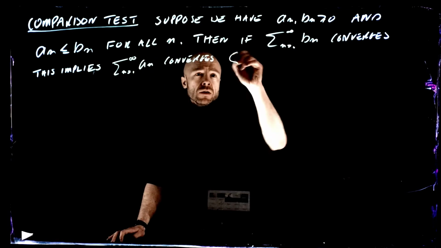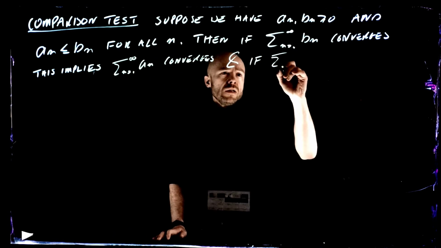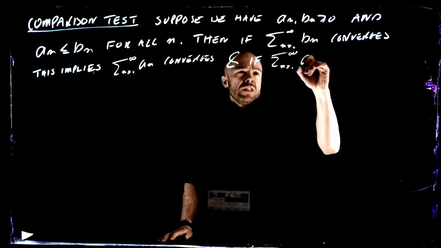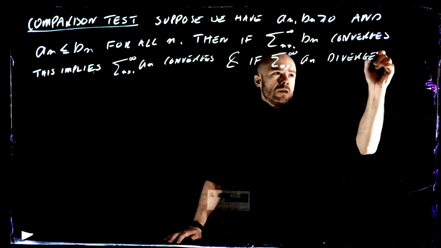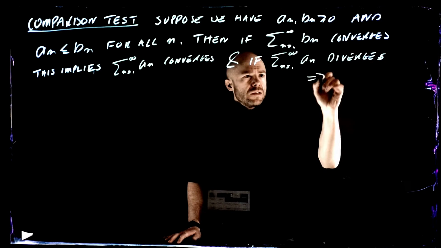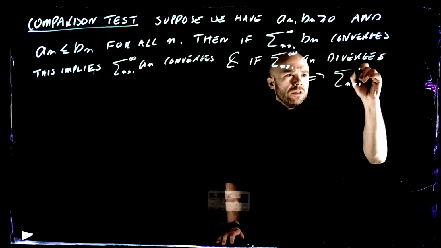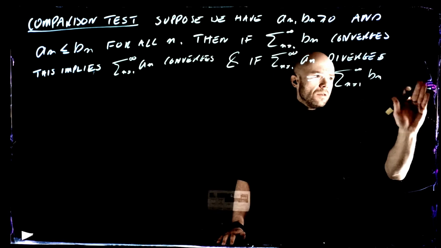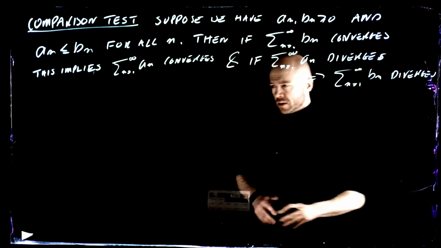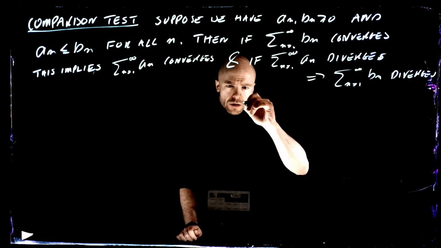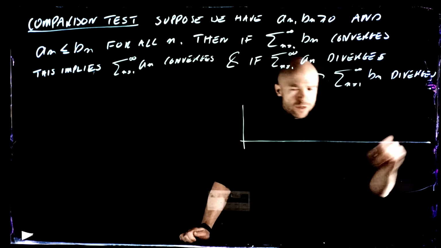And conversely, if the sum n equals 1 to infinity AN diverges, this implies that the sum n equals 1 to infinity Bn diverges. And this is incredibly natural, right? So let's draw the picture representing this information.